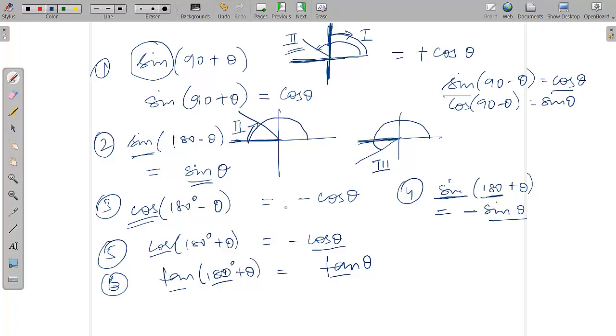Apart from that, there are a lot of other formulas you have to remember through your mathematics classes. When you are reading your trigonometry, you will be studying all those formulas. I'll just list down those formulas here. You can have a look at that.